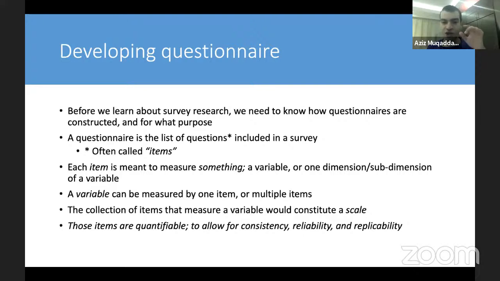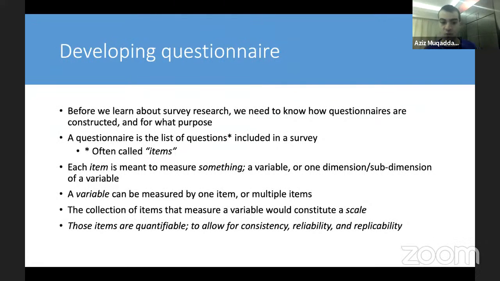Each question in a questionnaire is called an item. So when you say questionnaire with different items, item means a question. And those items must measure something. One item could measure one thing, or a group of items could measure one thing or one variable, right? If I ask you what school you go to or what university you're enrolled in, that's one item asking about one variable, which is university. If I ask you what's your age, that's also one item, one variable.